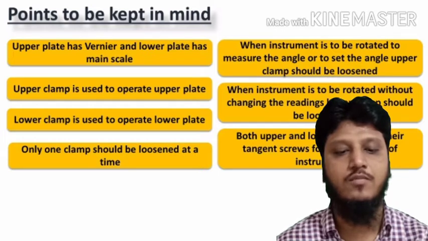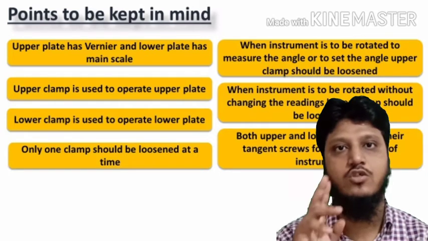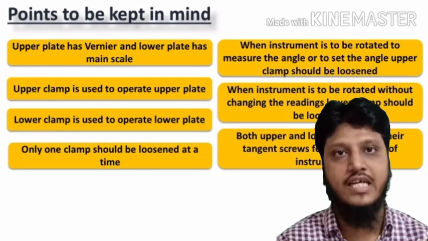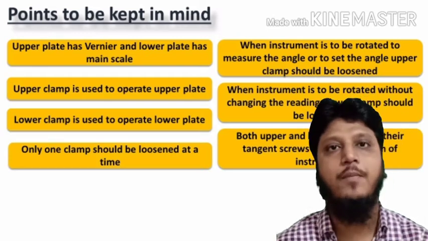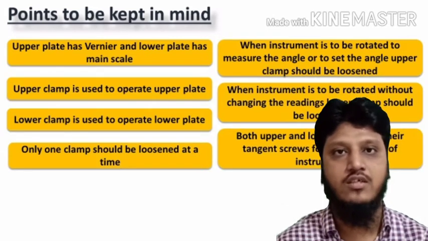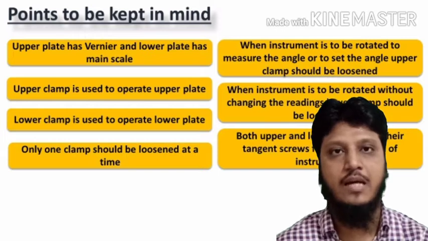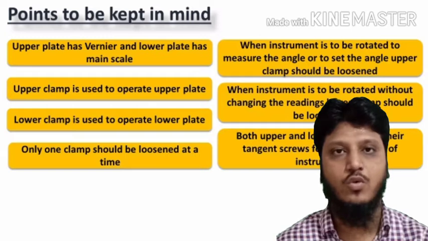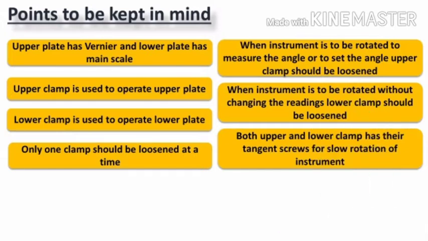The next point is when the instrument is to be rotated to measure the angle or to set the angle, the upper plate should be loosened. The upper clamp should be loosened. So to rotate the instrument to measure or read an angle, we will loosen the upper clamp and rotate the instrument.